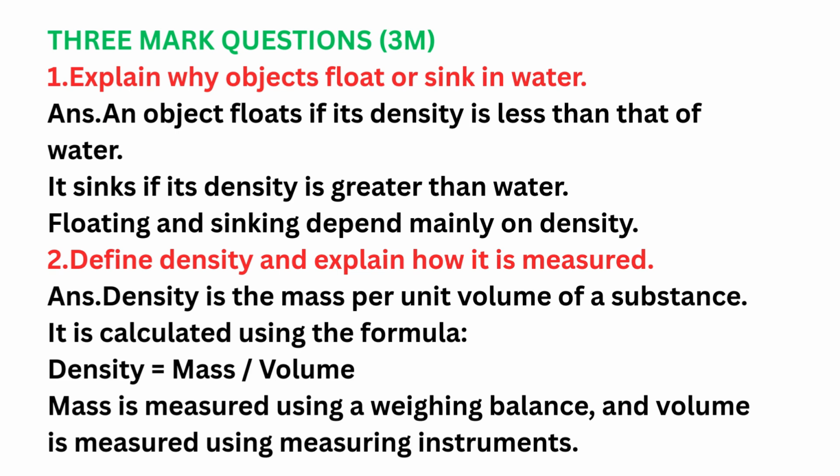Question number 2. Define density and explain how it is measured. Answer, density is the mass per unit volume of a substance. It is calculated using the formula density is equal to mass by volume. Mass is measured using a weighing balance and volume is measured using a measuring instrument.